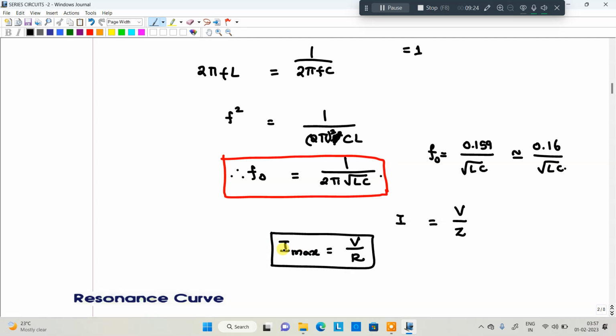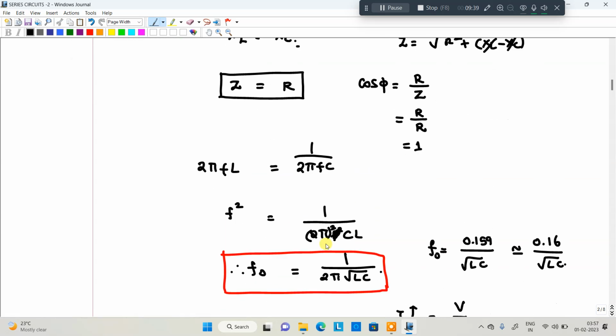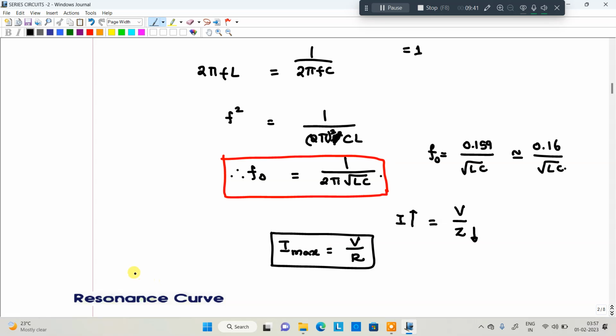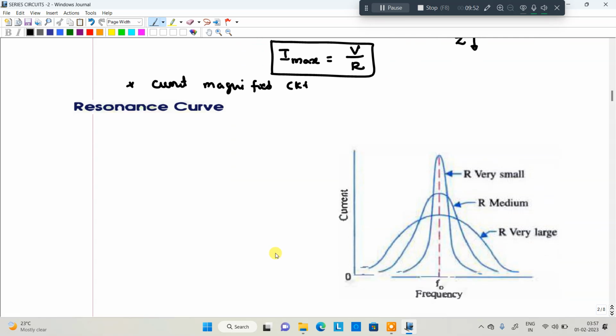You will get the maximum current at the resonance condition, because the reactance value is going to be 0 and the impedance value is going to decrease. What about the current value? It is going to increase. That's why it is a magnifying circuit. The resonance circuit is also called a current magnified circuit. Clear?